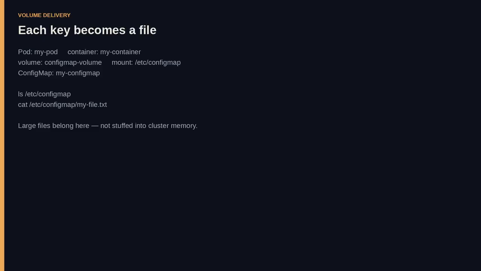There is a second delivery path that looks like files and behaves like a launch command. You mount the config map as a volume, then you pass a file from that volume as a command line argument. The application never has to hunt for a default path. The operator tells it at start exactly which file to read.